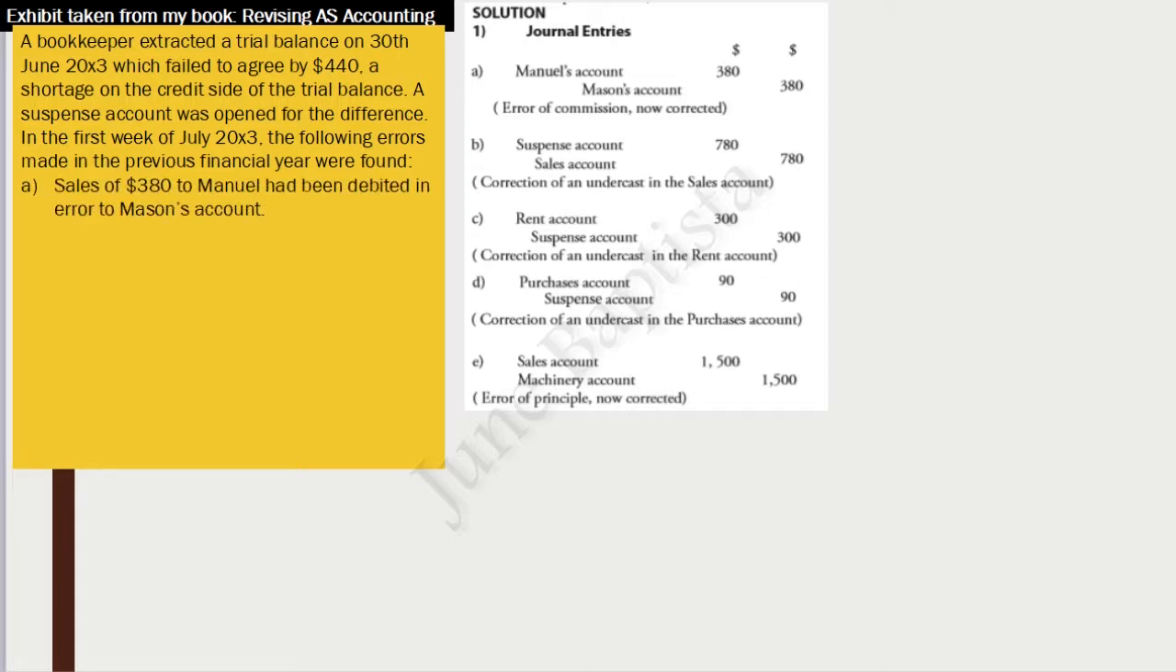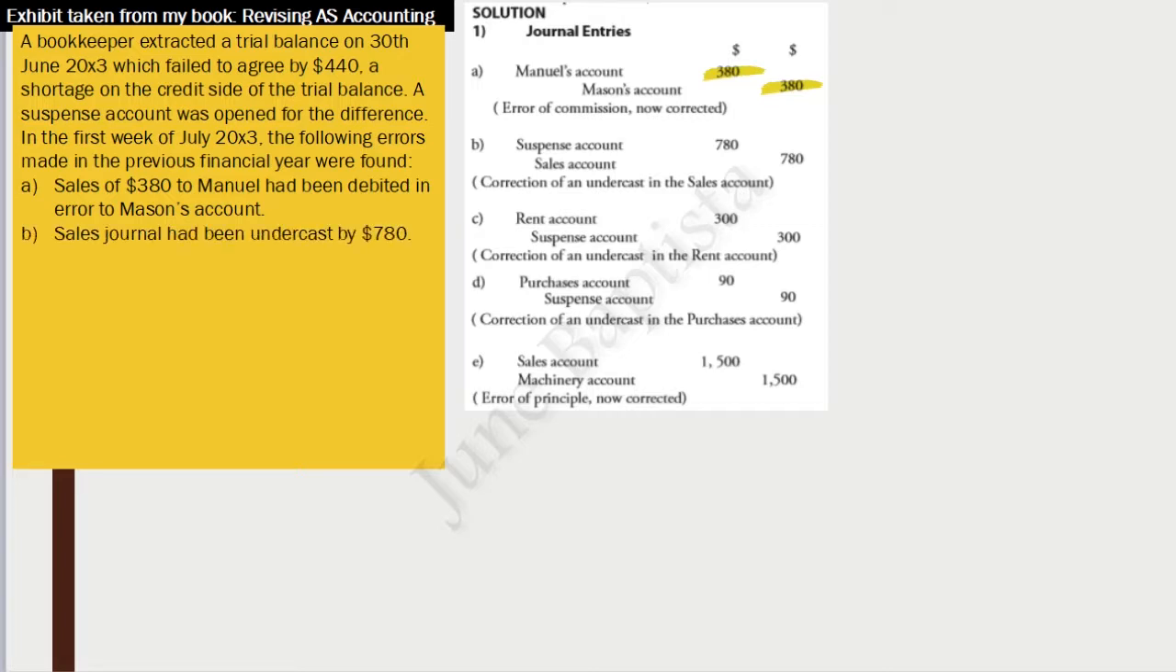A. Sales of $380 to Manuel had been debited in error to Mason's account. The rule to be followed when correcting errors is undo the wrong things and do the right things. Since Manuel was the receiver, we will debit his account by doing the right thing, $380. Mason's account was debited in error. We will undo the wrong by crediting his account, $380.